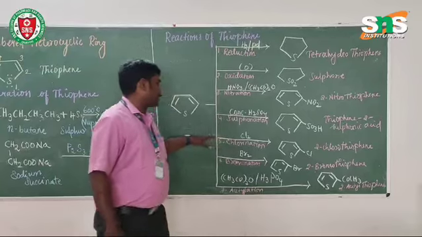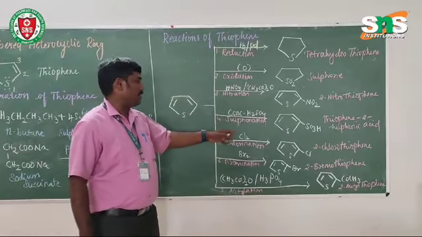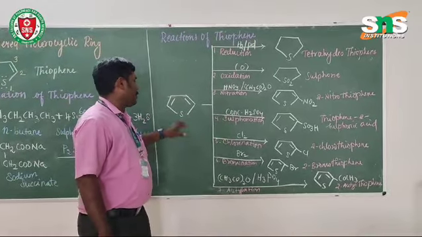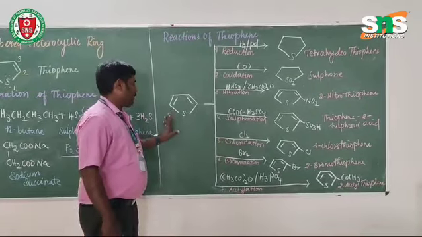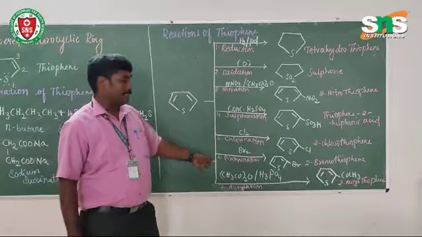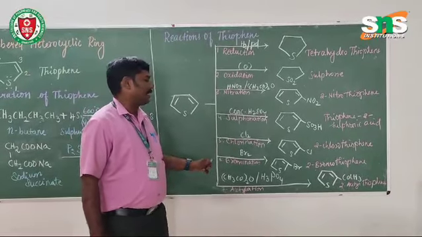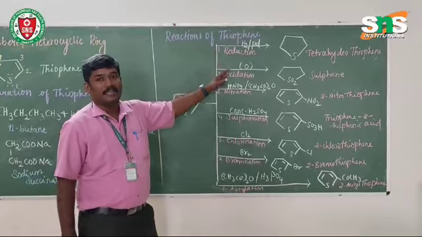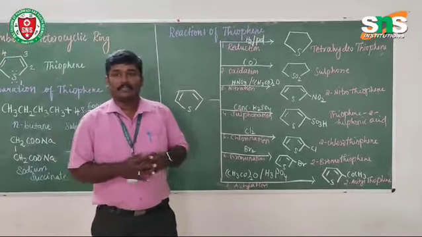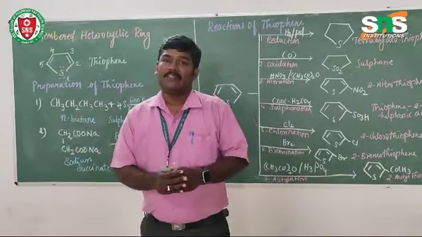On chlorination, that is, on treatment with chlorine, it will give 2-chlorothiophene, and on bromination it will give 2-bromothiophene. And acetylation, that is, on treatment with acetic anhydride, will give 2-acetylthiophene. These are the reactions of thiophene. This is about the synthesis and reactions of thiophene.